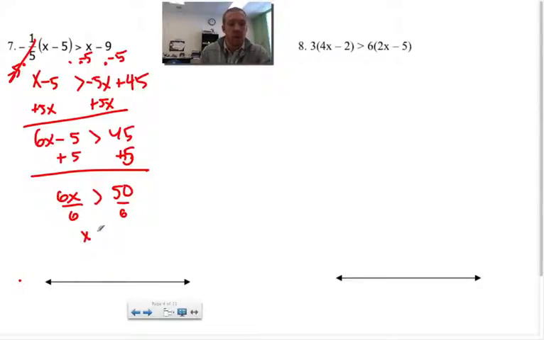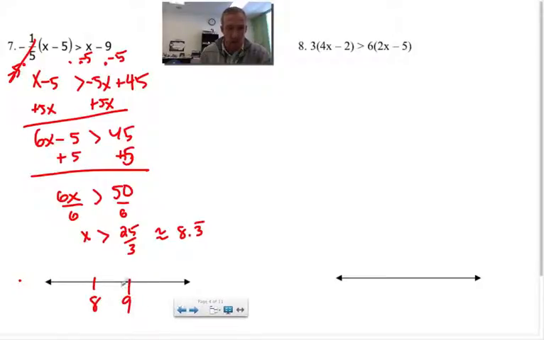Fractions are people too. So we get x is greater than 25 over 3, which is approximately 8.3. It's exactly 8.3 repeating. So if this is 8 and this is 9, then x is greater than that. We would have our circle here pointing to the right.